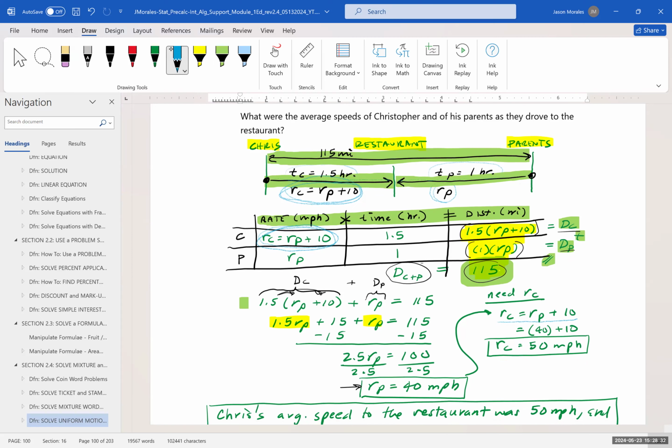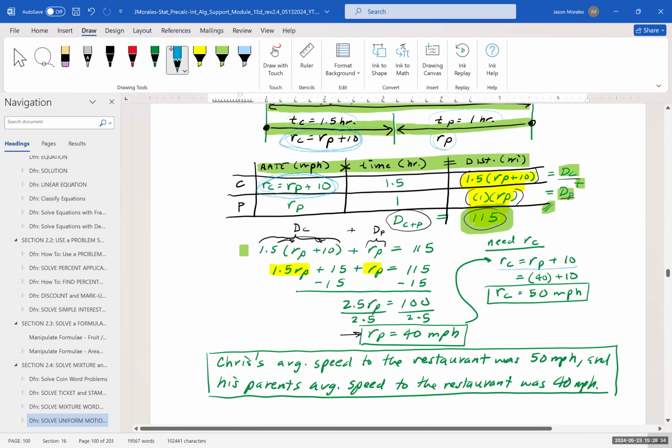So this allows us to finally write our solution. Chris's average speed to the restaurant was 50 miles an hour, and his parents' average speed to the restaurant was 40 miles per hour. Let me know if you have any questions.